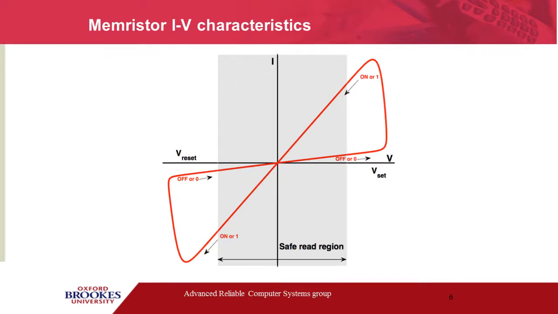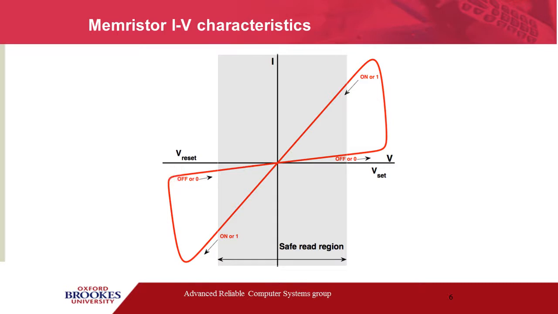Here we talk about the I-V characteristics of the memristor, which sort of explain how it operates in its basic form. Memristor changes based on the magnitude and polarity of the applied voltage. In this I-V curve, a positive voltage switches the memristor from high resistance state to low resistance state, or better still from state 0 to state 1, and negative voltage switches it the other way around.